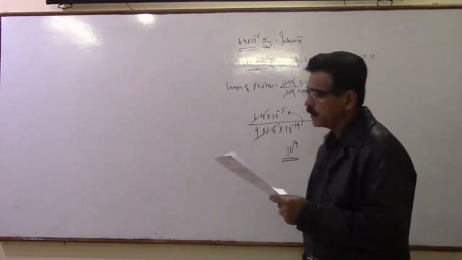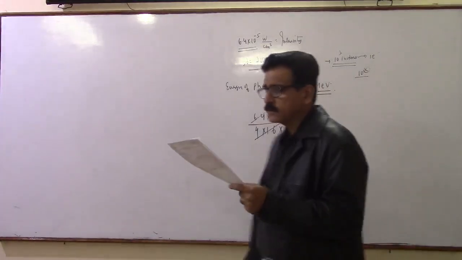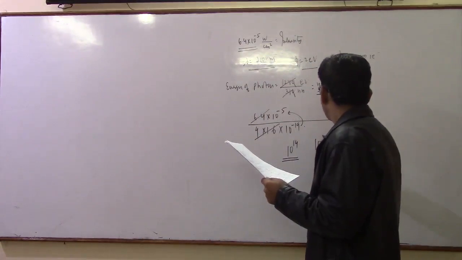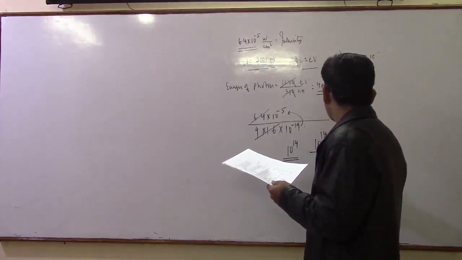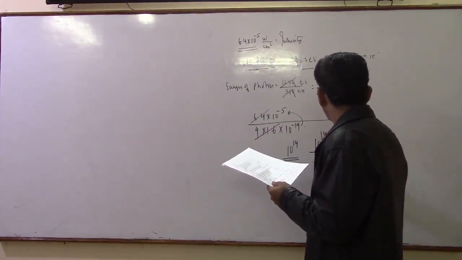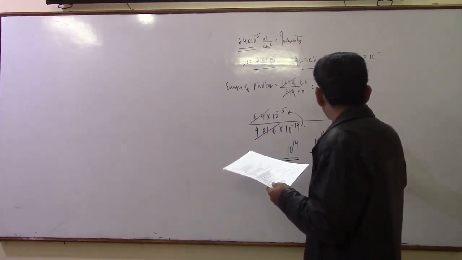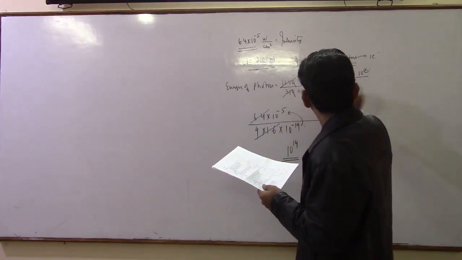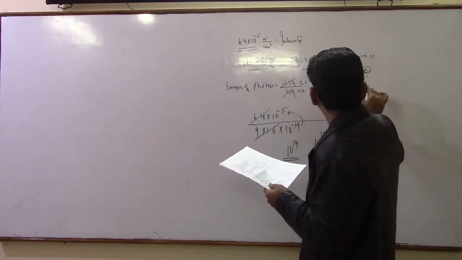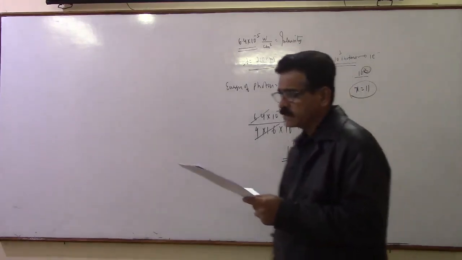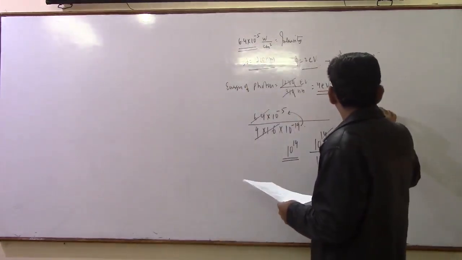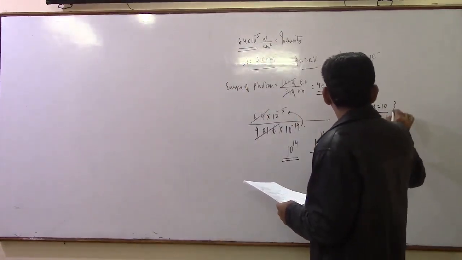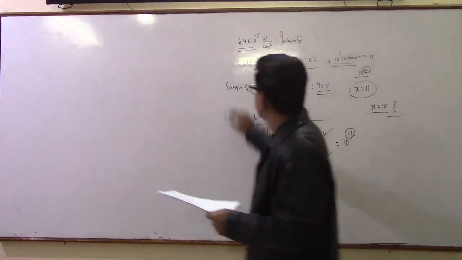10 to the power 14 are the number of photons, and out of 10 to the power 3, only one can produce an electron. 10 to the power 14 divided by 10 to the power 3 will yield 10 to the power 11. So this value of x should be 11. But the answer given by the NTA marks the correct x as 10. Now this student should challenge.